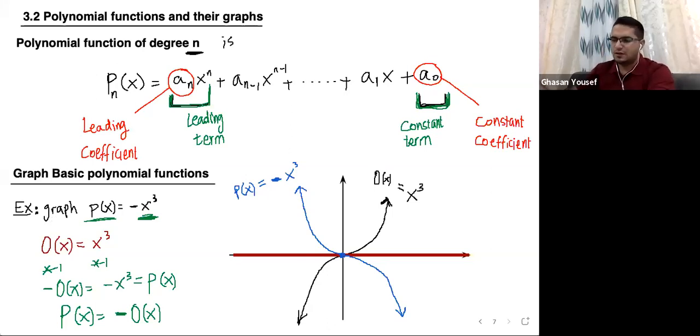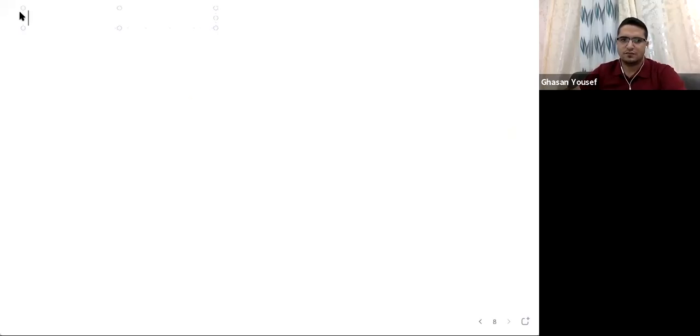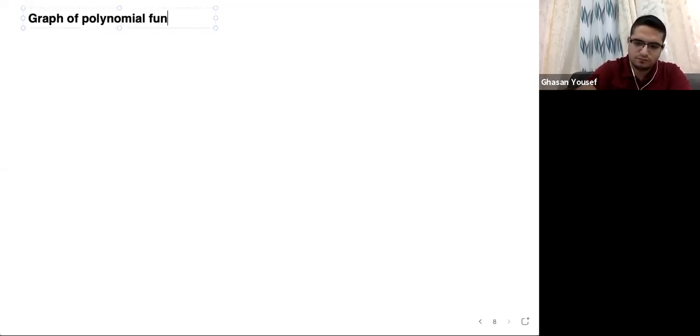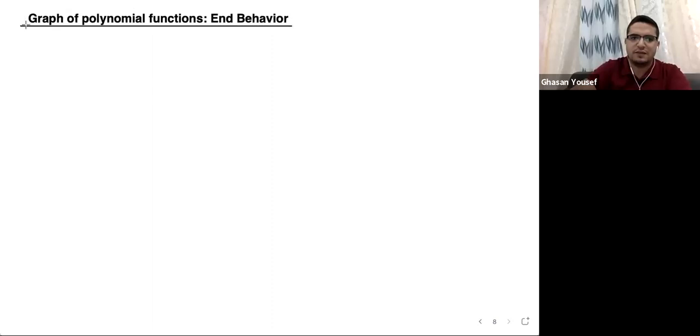Okay. So before we graph any polynomial function, we have to learn something called the end behavior. This is the basic for how to graph any polynomial function. So, graph of polynomial function by using the end behavior. The end behavior is the basic to graph any polynomial function. This is very important. I'm going to teach you what is the meaning of the end behavior.